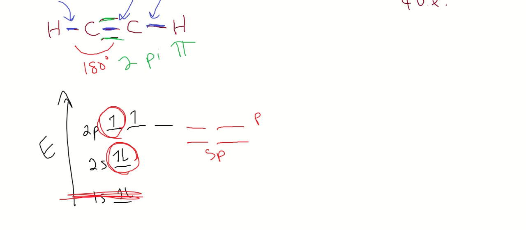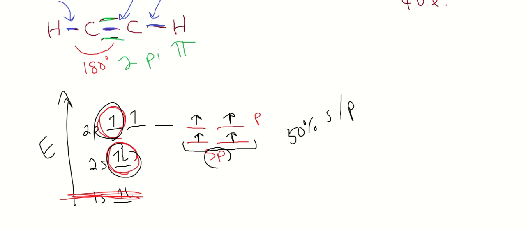All right, now let's redistribute those 4 valence electrons. These two sp hybrid orbitals have 50% s character and 50% p character because you're using one of the s's and one of the p's, so you get 50% character each.